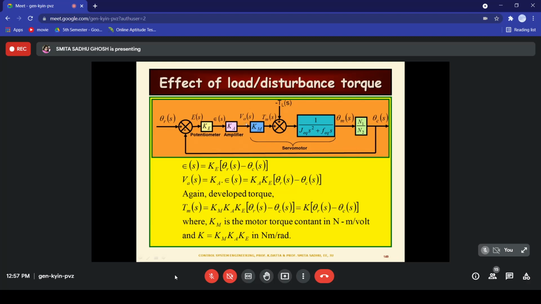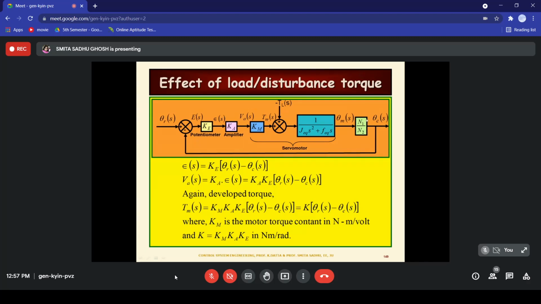So, in the previous diagram, we had seen that VA into Km is equal to Tm, that is the torque produced by the motor. And the torque produced by the motor, when transformed via this block, is going to give the angular orientation of the motor. Now, considering the effect of load or disturbance torque, that is minus TL, which is shown at this summing point, it is going to have an effect which opposes the motor torque being produced. That is why the negative sign is shown over here, right?